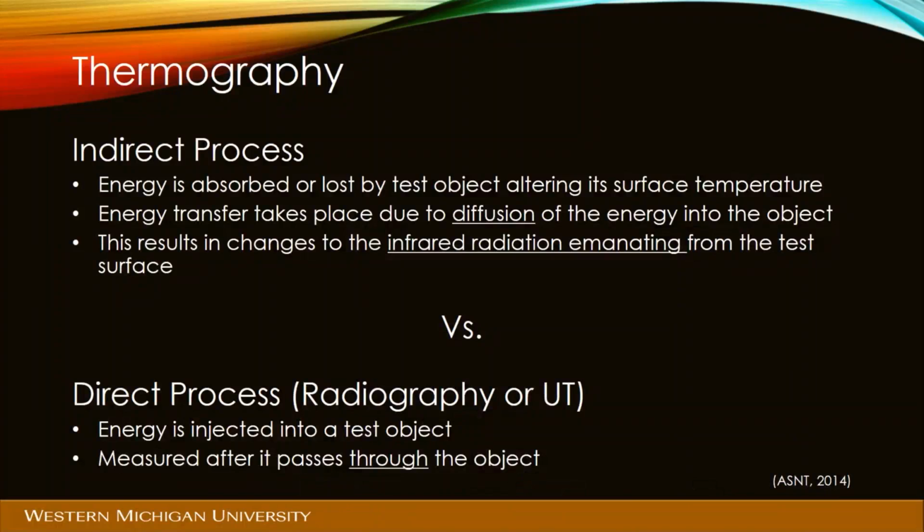In a direct process, like radiography, ultrasound, or eddy current, we are injecting some kind of energy into a test object. For ultrasound, we're sending a pulse into an object. For eddy current, we're sending a magnetic field that induces currents, which create their own magnetic field, which we can detect with our eddy current tester. And with X-ray or gamma ray radiography, we send radiation through a part and see how it passes through.